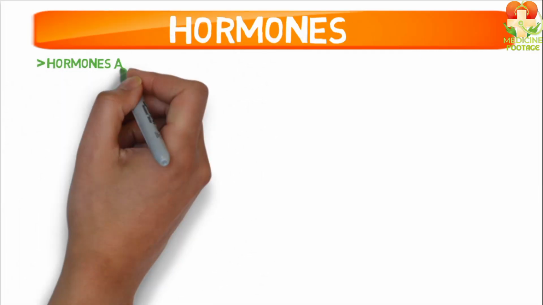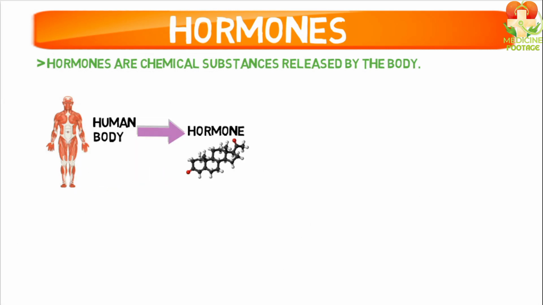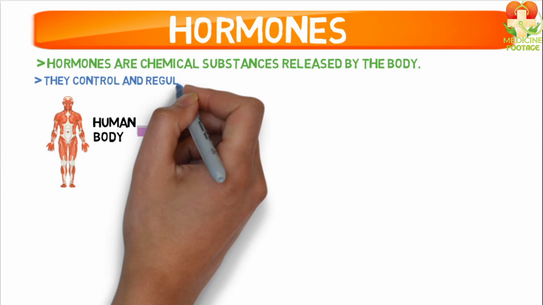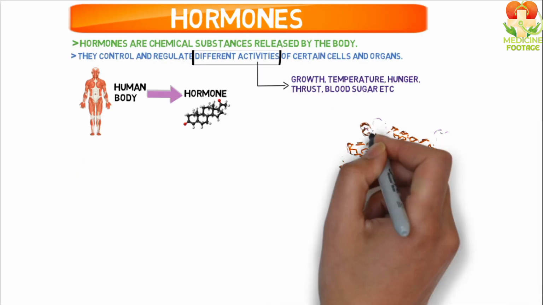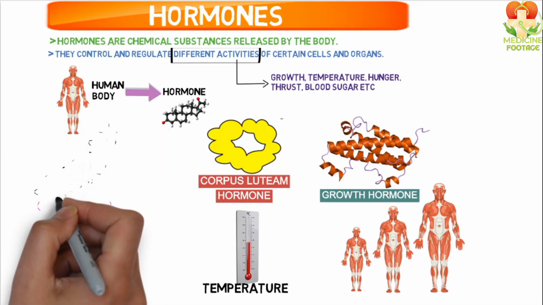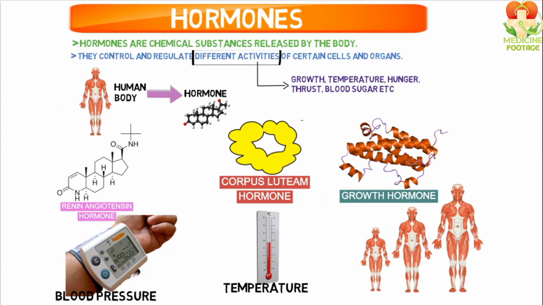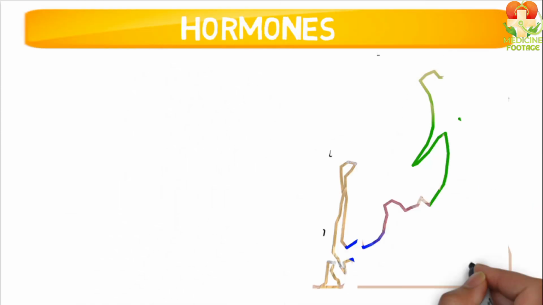Hormones are chemical substances that our body releases, and then those chemical substances control and regulate various activities of our body's cells and organs. In these activities, there are growth, body temperature, hunger, thirst, blood sugar. So, all these activities are controlled by hormones. In this lecture, I will tell you about hormones.